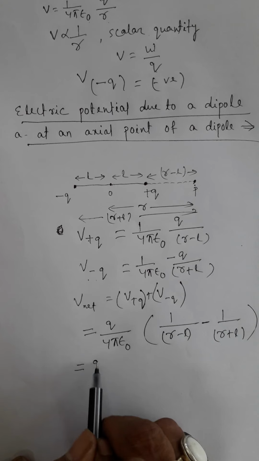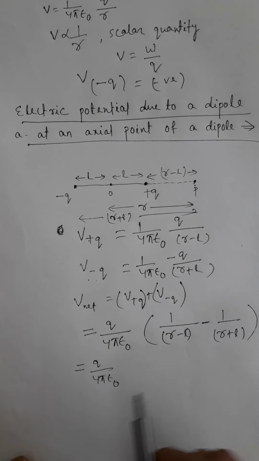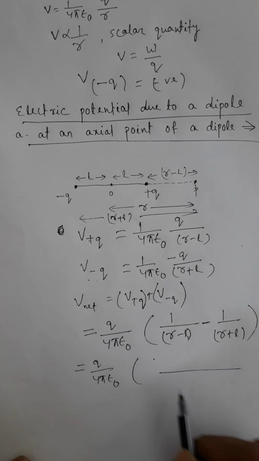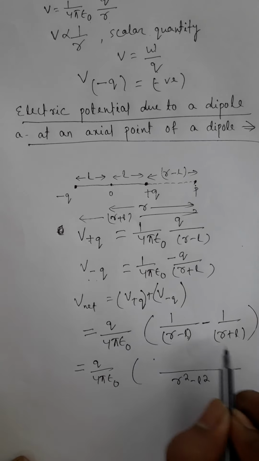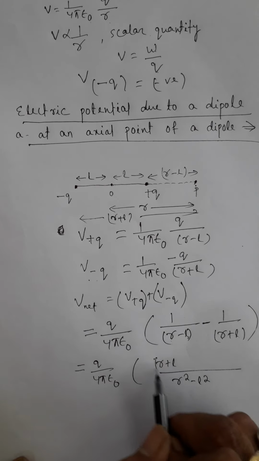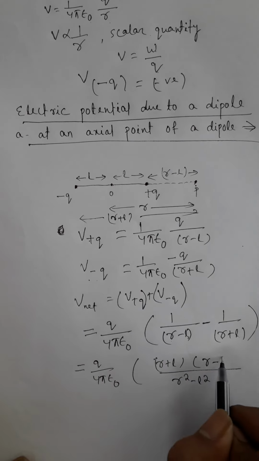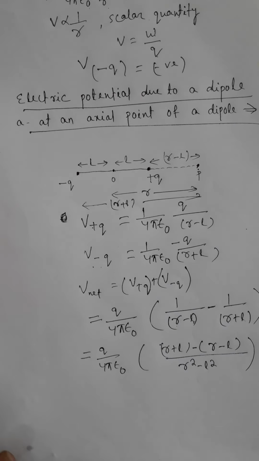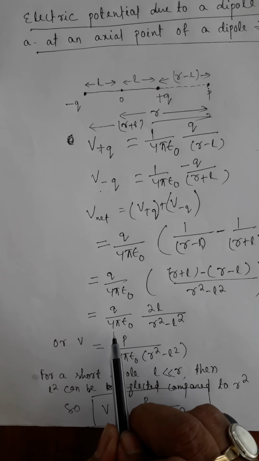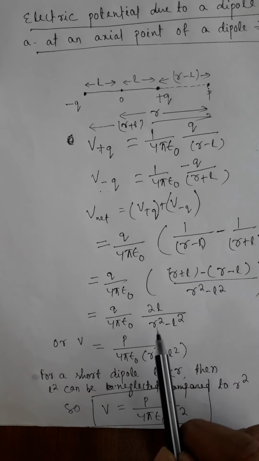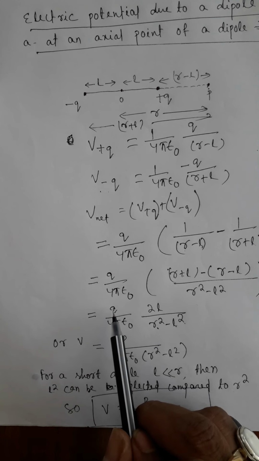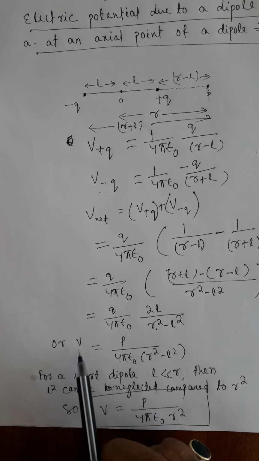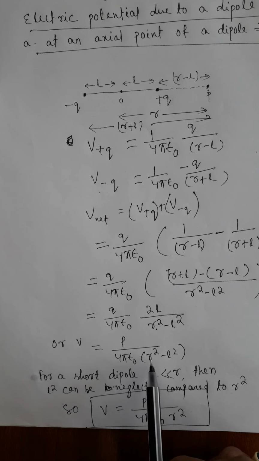So it will be Q divided by 4 pi epsilon naught, and using A minus B, A plus B, that is A square minus B square, that is R square minus L square, with R plus L and R minus L in the numerator. This is minus. So it will be Q divided by 4 pi epsilon naught, 2L divided by R square minus L square, and Q times 2L is the dipole moment, P. So potential is equal to P divided by 4 pi epsilon naught, R square minus L square.